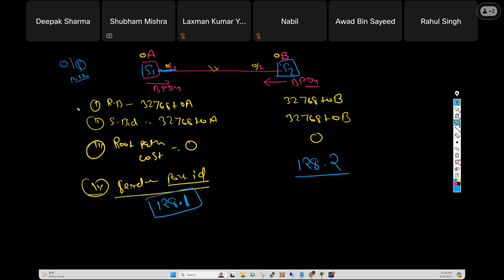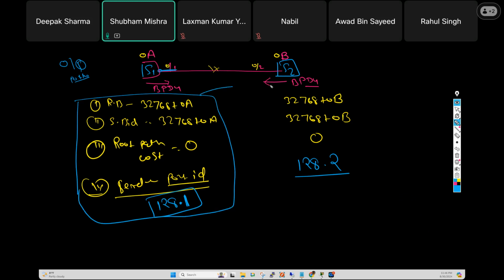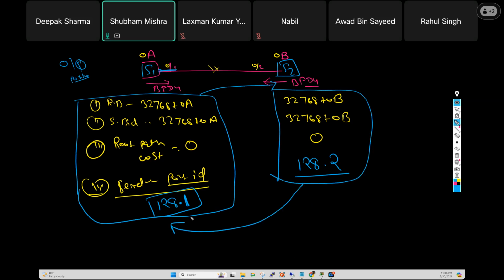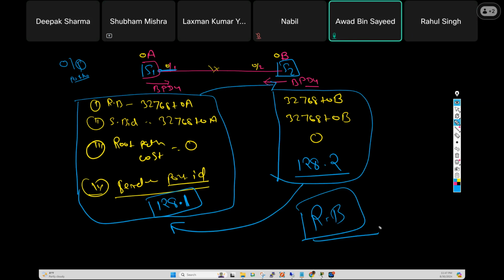Switch number 1 sends this BPDU, this complete information, to switch number 2, and switch number 2 shares this complete information with switch number 1. Yes, everyone? Now, on the basis of these criteria or conditions, both switches will elect what? Root bridge. Do you understand, everyone?